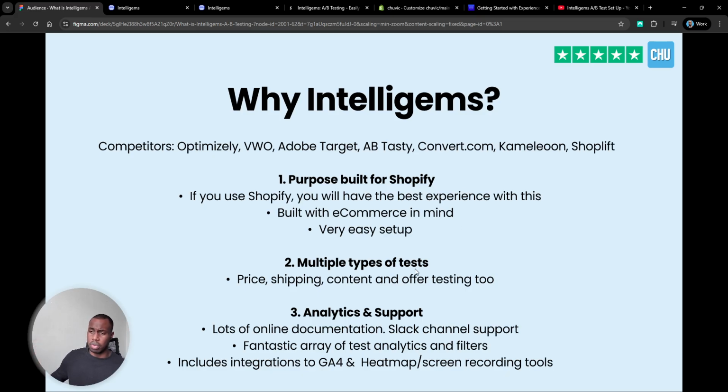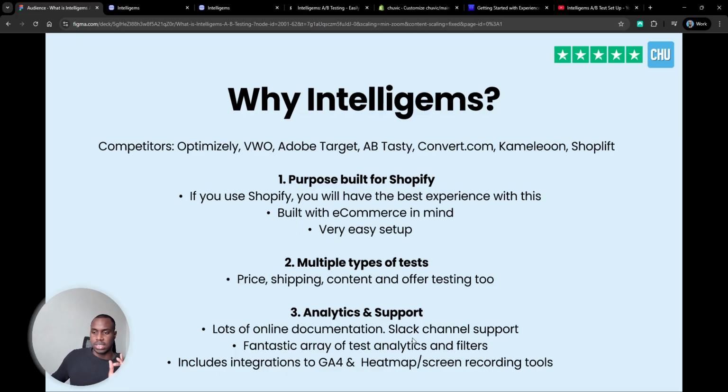And then also you can run multiple types of tests. One thing they're really big on is running price tests. I run price tests myself, great things that you can run. Shipping tests, content tests, very popular, I run a lot of those myself. And offer testing as well. So there's a bunch of different tests you can run, instead of some of these which limit you to only some of them and only give you an editor, which can be a little bit buggy. But Intelligems gives you a lot of different options and tests that you can run.